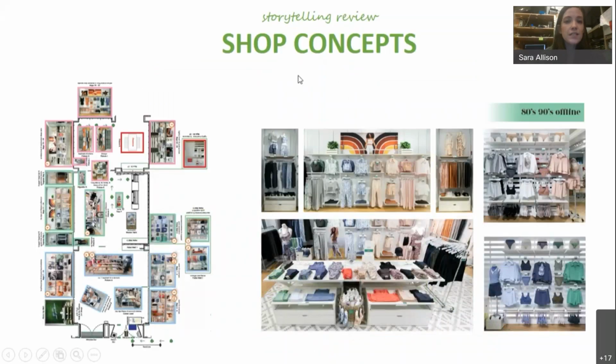Okay, so as far as our storytelling review goes, if you have completed this training, you'll remember that there are some core elements of storytelling. So for ARI, the first one is shop concept. So this is just that idea that we're setting up the store through curated shops, and these can be based around a particular category. Like this one we see on the screen is all around offline, so it's all athleisure. So that would be the category we're standing for here.